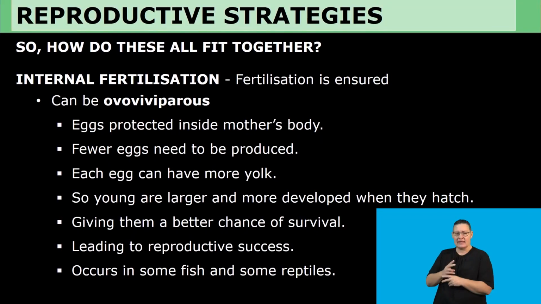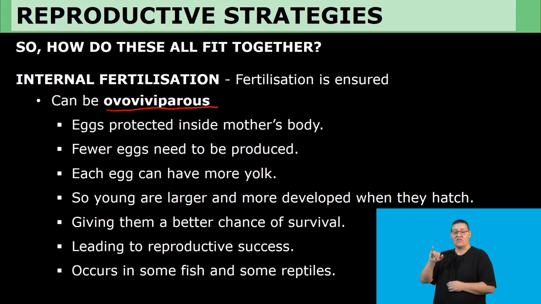Again, internal fertilization can be ovoviviparous. So there are two folds in internal fertilization. It can be oviparous, it can also be ovoviviparous. Eggs are protected inside the mother's body. The eggs are there, the embryo develops inside the egg, but inside the mother's body.